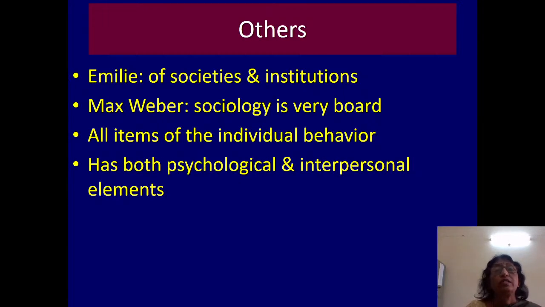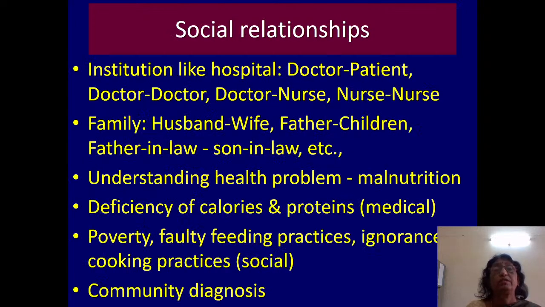Others of societies and institutions. So Max Weber, he was the one who said that sociology is very broad, and all items of individual behavior have both psychology and interpersonal elements. Social relationships. This is very important.